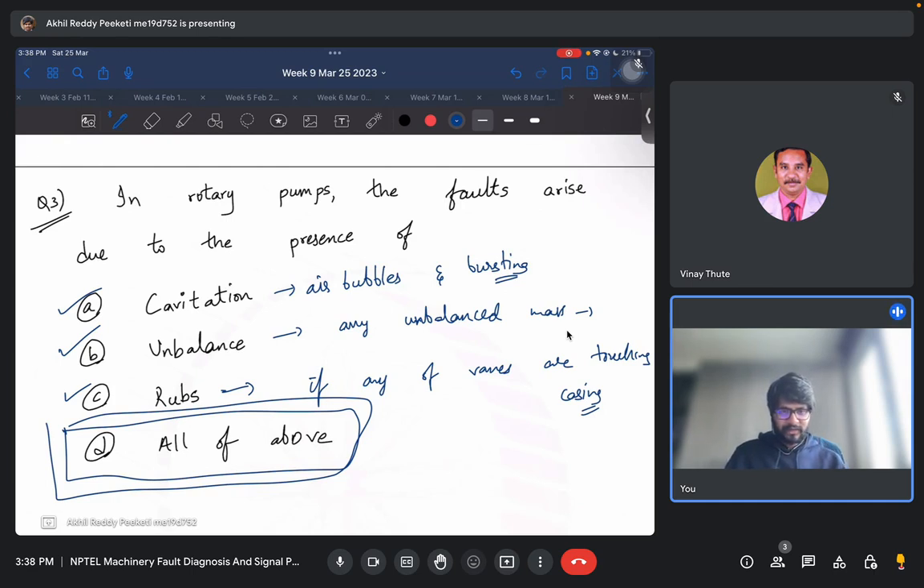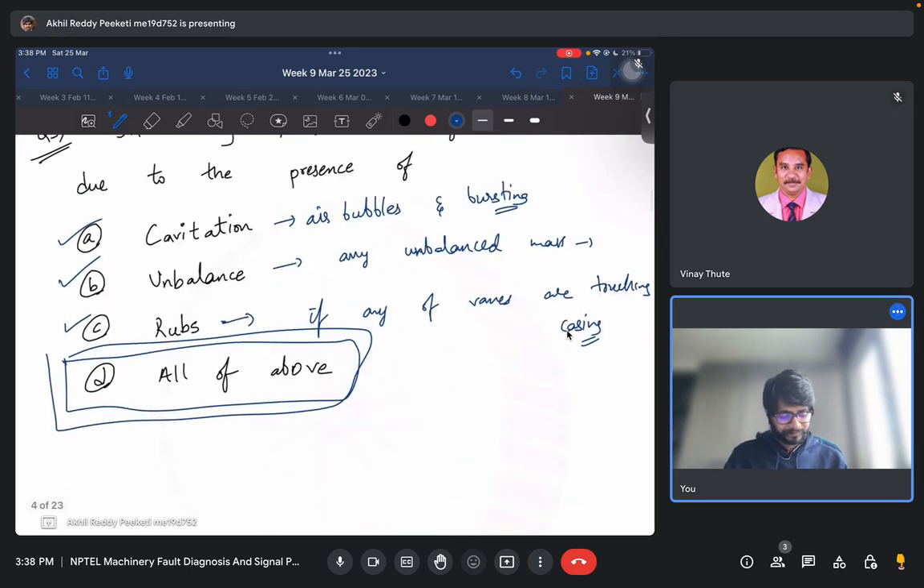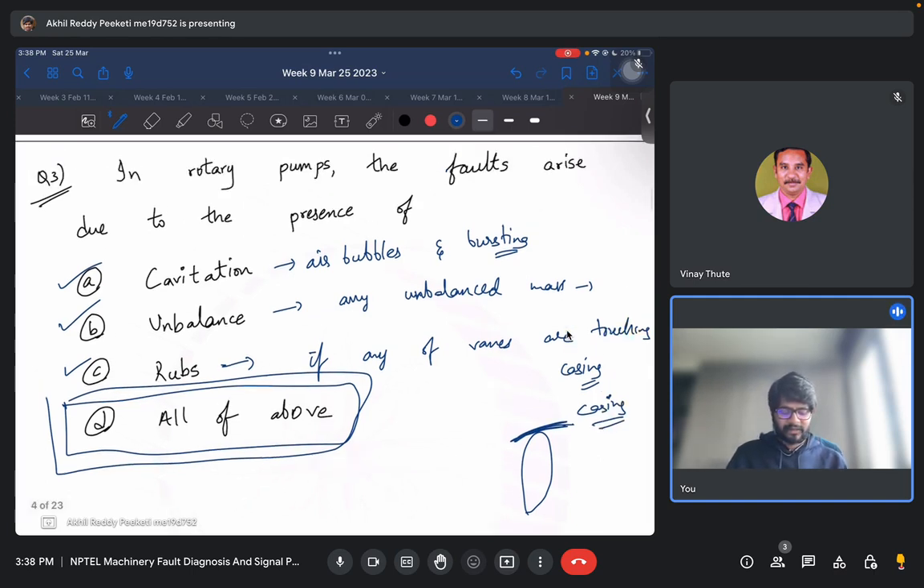And when you have these different vanes or impellers or fans, if there is any unbalanced mass, then that would also lead to faults. And if any of the fans is touching the casing, like if any of them are slightly higher or lower such that they touch the casing, then this would lead to rub, so that would also lead to a failure. So the cavitation, unbalance and rubs, all of them could lead to faults in the rotary pumps.